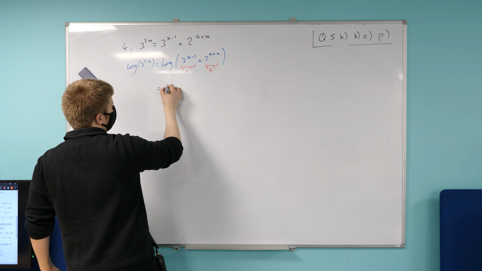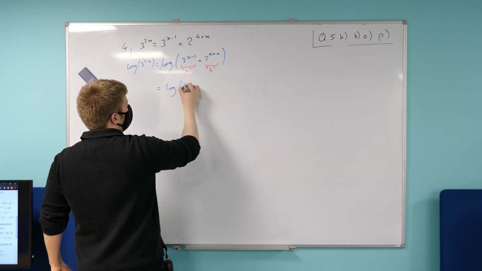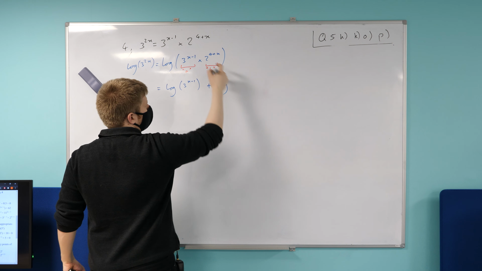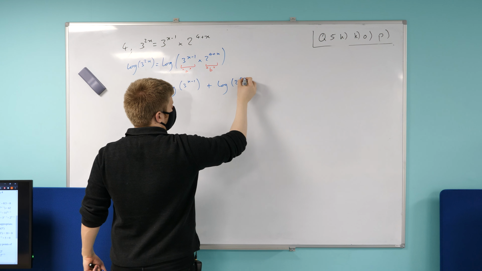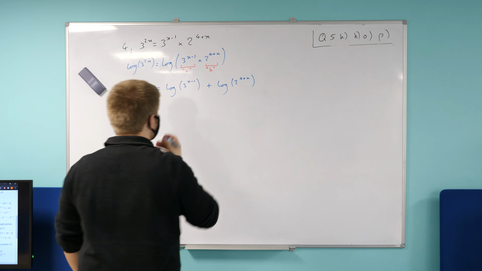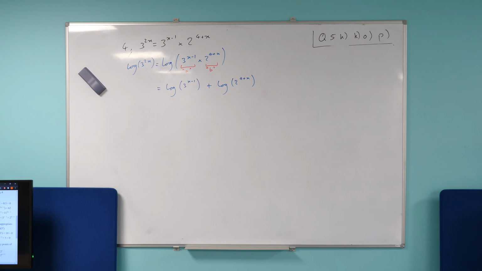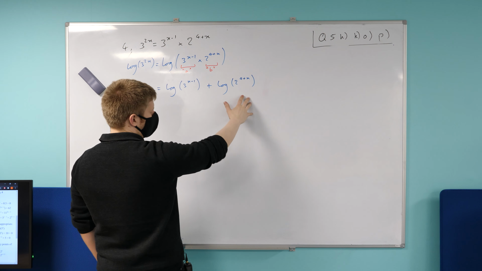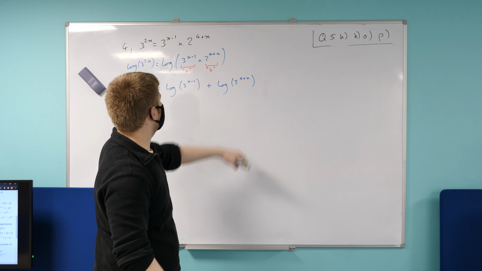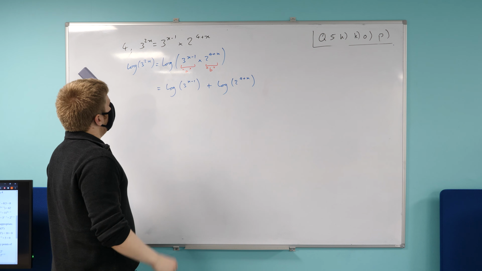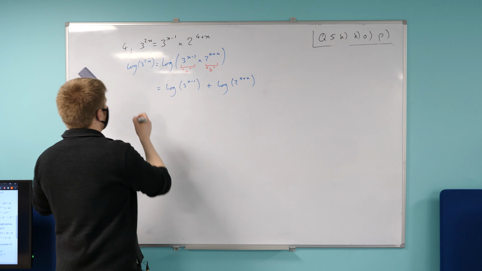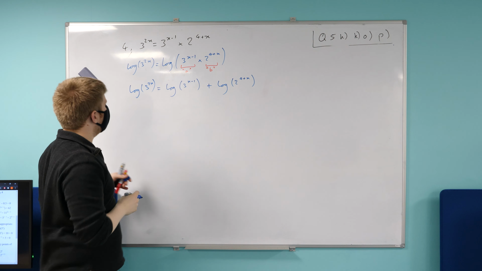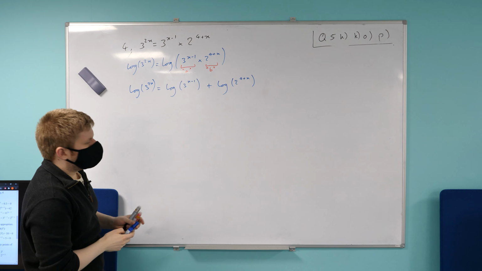All right? So log of 3 to the power of x minus 1 plus log of 2 to the power of 4 plus x. Does that make sense? You're taking the log of two things multiplied together, same as a log of each thing, log of a plus log of b. So I'll write the log of 3 to the power of 2x on the left-hand side as well. What could we do now?